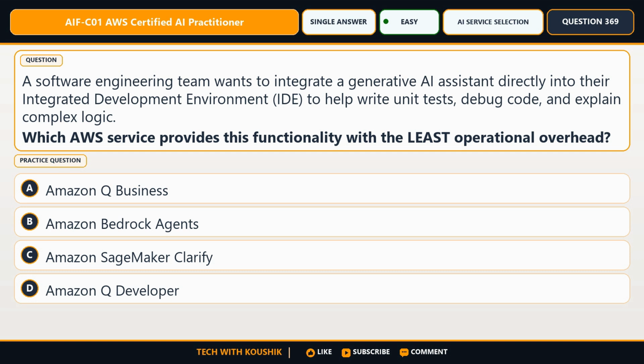The choices are: Option A, Amazon Q Business. Option B, Amazon Bedrock Agents. Option C, Amazon SageMaker Clarify. Option D, Amazon Q Developer.